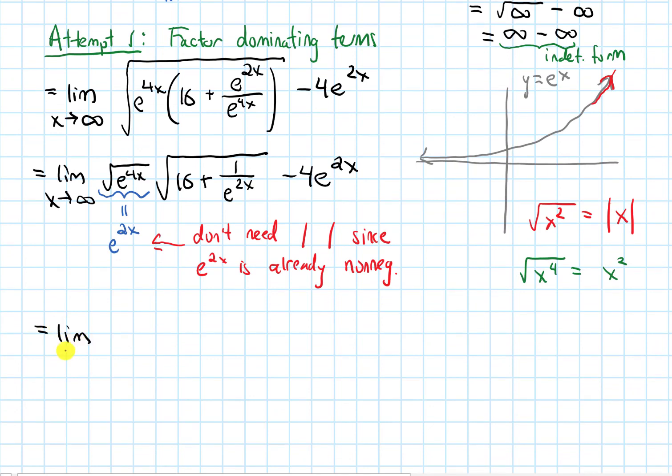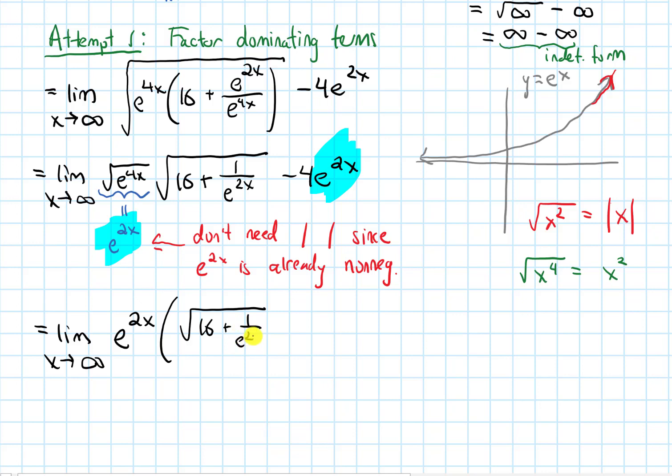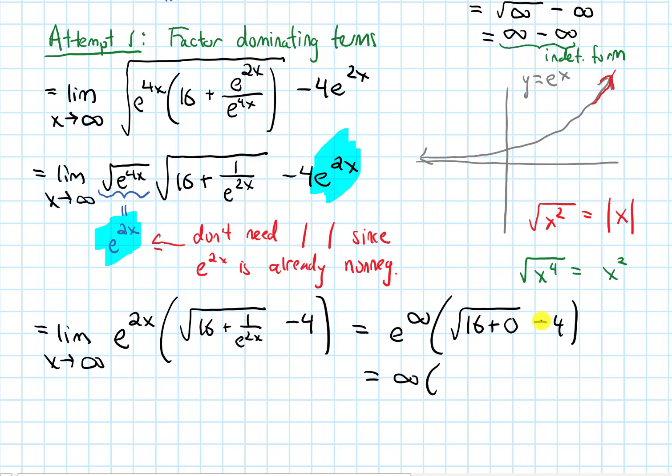We have this limit as x approaches infinity. And now let's factor out the e to the 2x's. So there's an e to the 2x here, and there's an e to the 2x here. Let's factor those out. That'll leave me with root 16 plus 1 over e to the 2x, and then minus 4. And now let's plug in. That'll give me e to the infinity first, times root 16 plus 1 over infinity is 0, and then minus 4. Okay, and e to the infinity is infinity, and then we'll get 4 minus 4, which is 0.